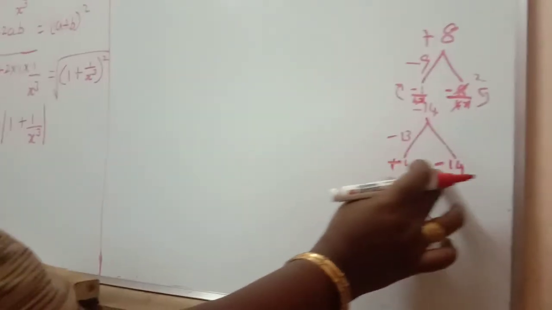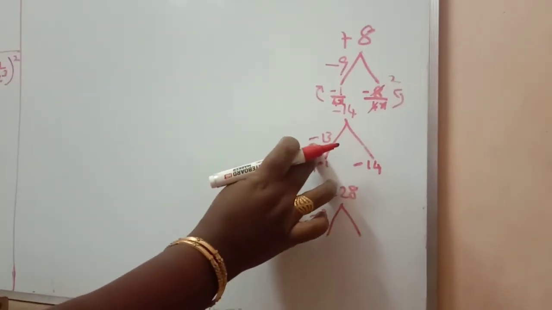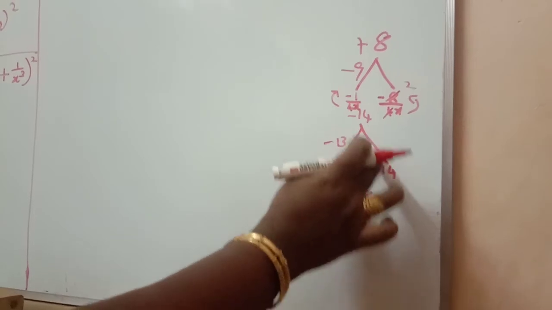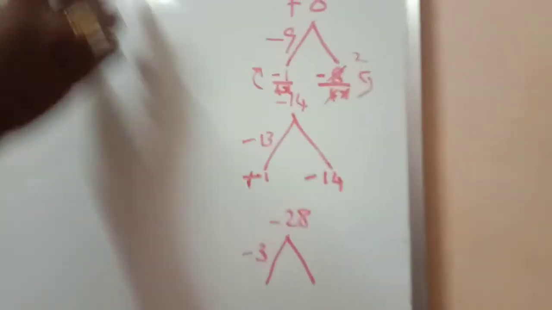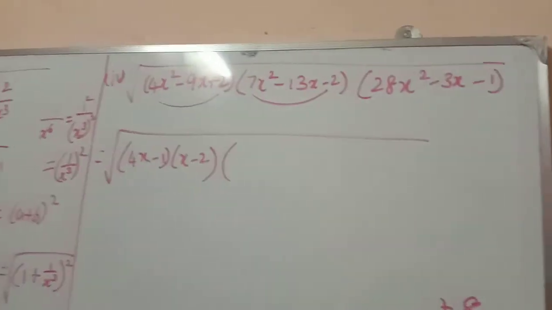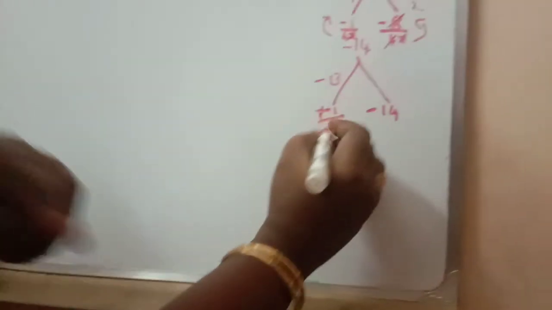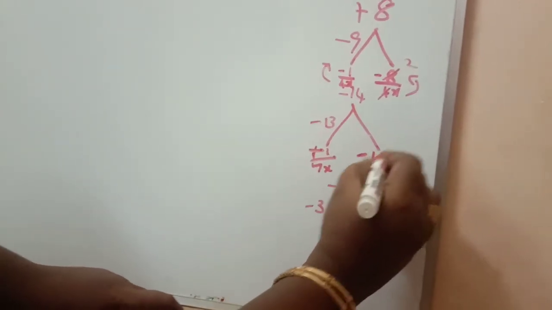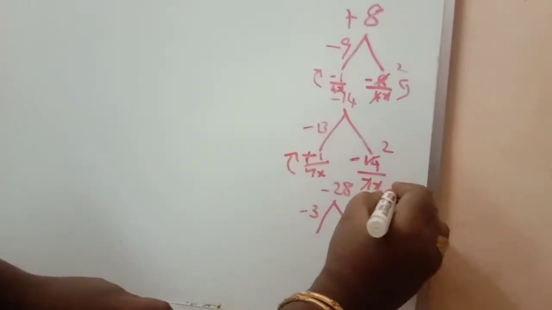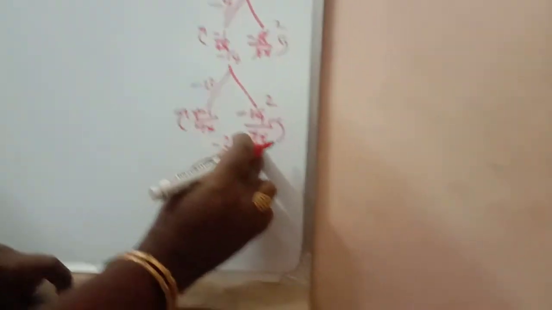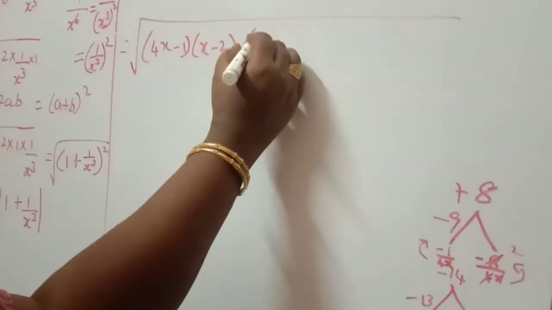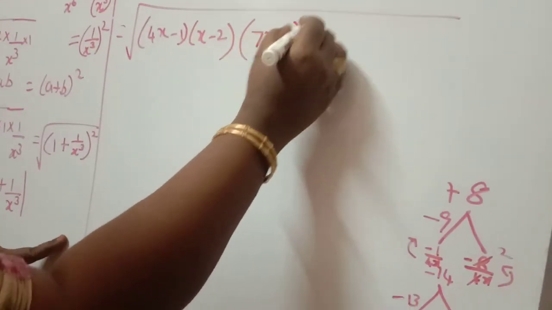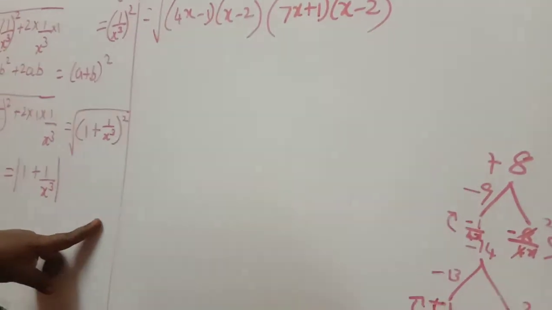Okay, so now you check plus 1 minus 14 is minus 13, plus 1 into minus 14, you will get minus 14. Now coefficient of x square 7. So we have to write here by 7x. If we simplify and write like this, 7x plus 1, x minus 2. These are all the factors.